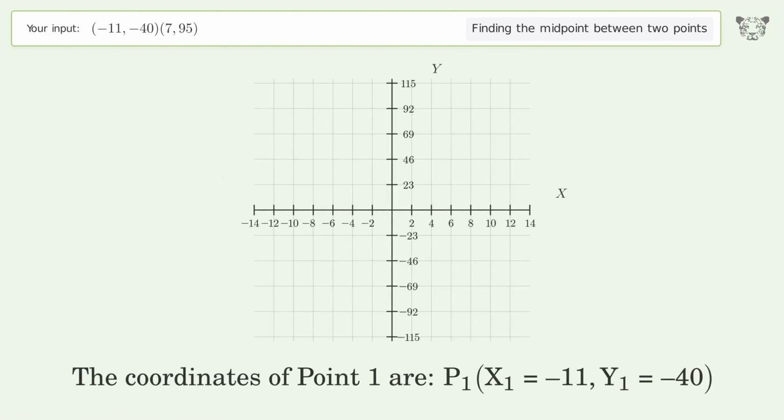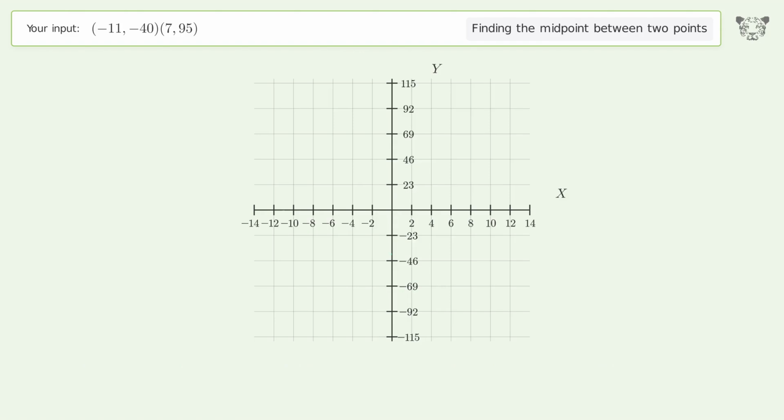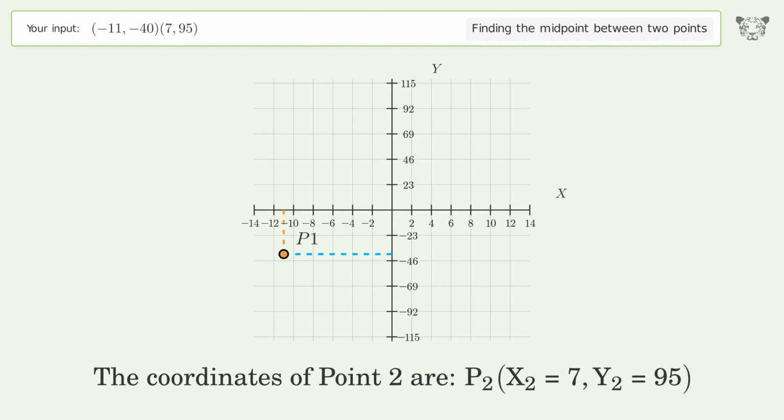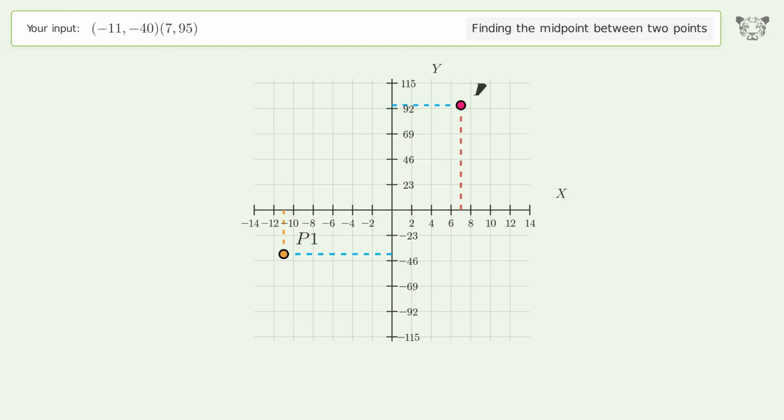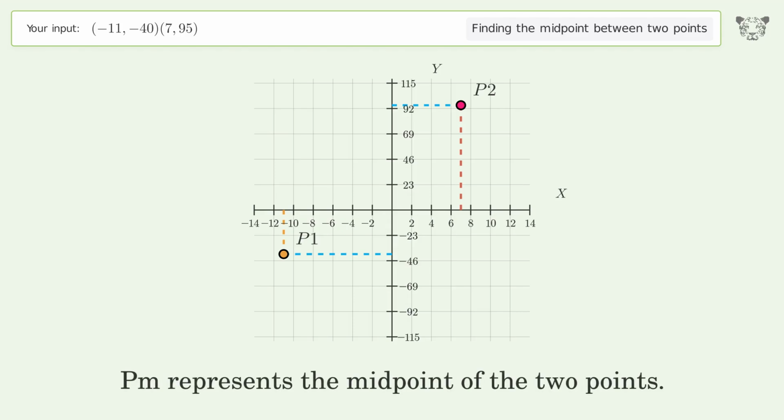The coordinates of point 1 are x1 equals -11, y1 equals -40. The coordinates of point 2 are x2 equals 7, y2 equals 95. PM represents the midpoint of the 2 points.